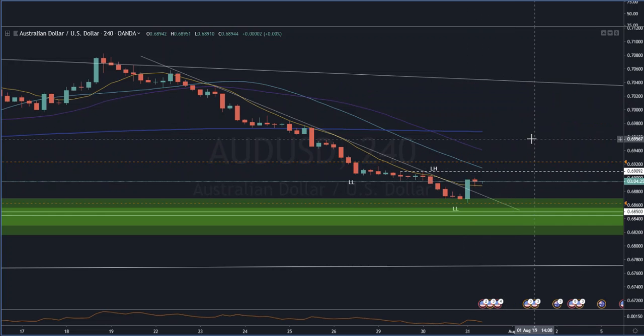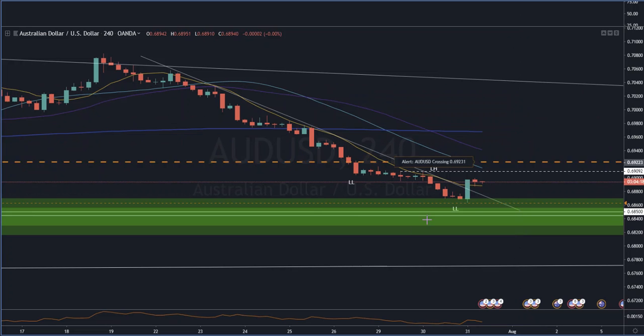As I get to 30 pips, I will then take half my profit, move my stop to break even, so this becomes a risk-free trade. If it breaks below this trend line, then I'll just continue to monitor price action, waiting for the opportunity to go long from these areas here.